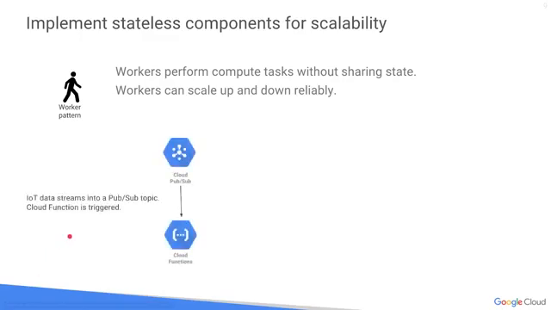For example, if your application needs to process streaming data from IoT devices, you can use a Google Cloud Pub/Sub topic to receive the data. You can then implement Google Cloud Functions that are triggered whenever a new piece of data comes in. The Google Cloud Function can process, transform, and store the data.